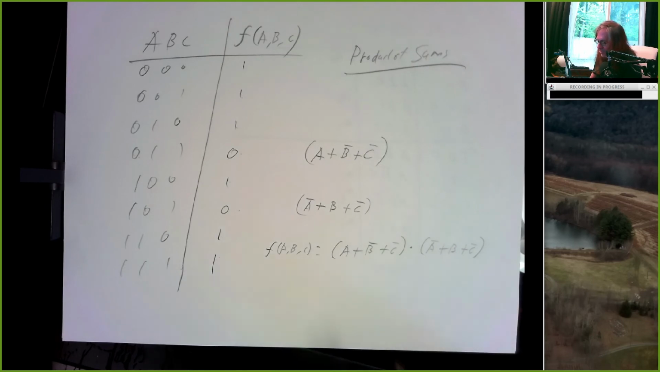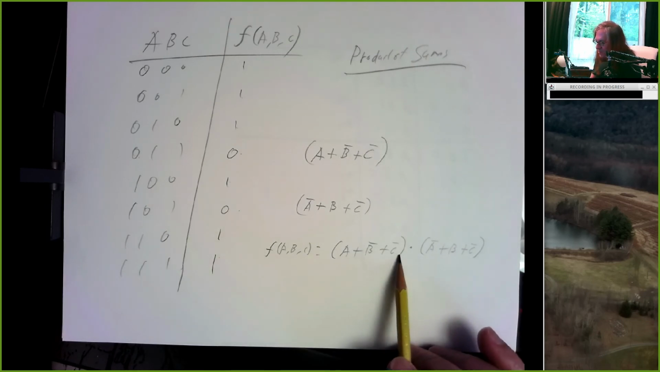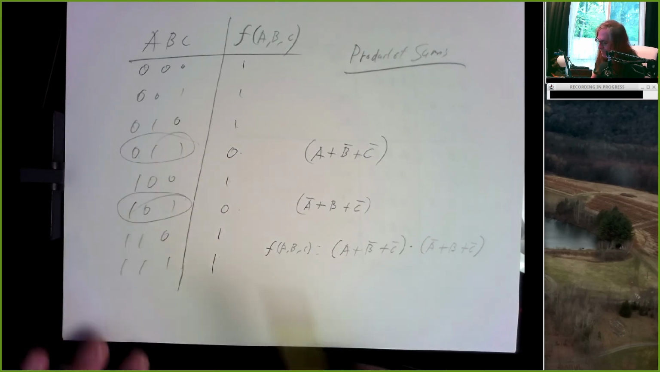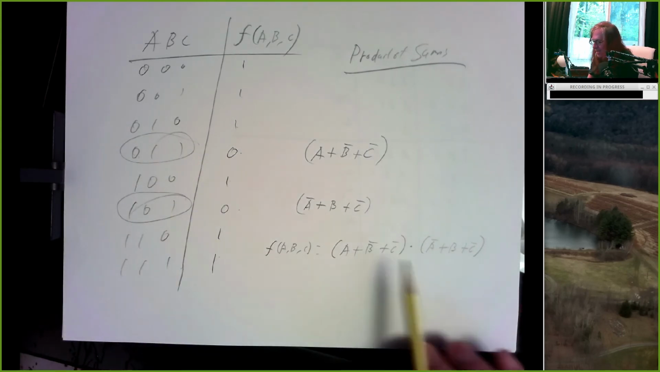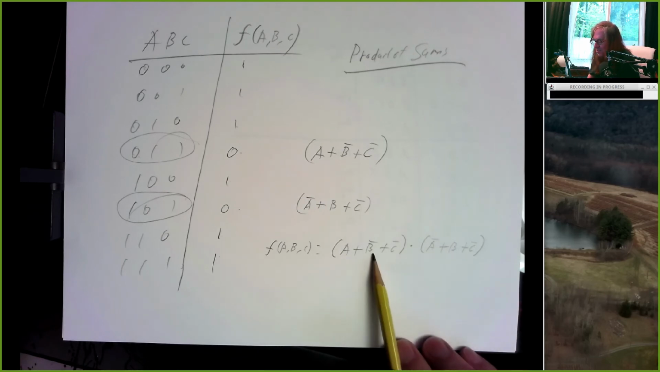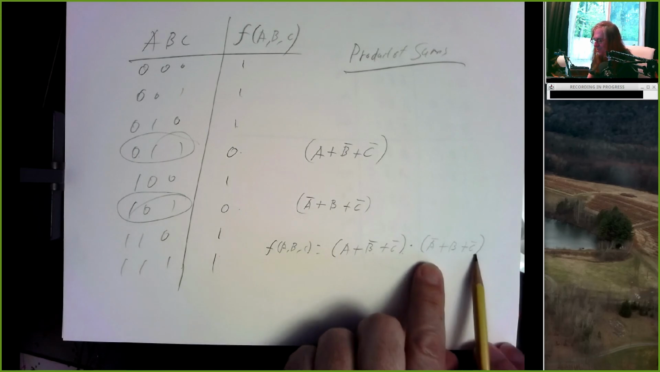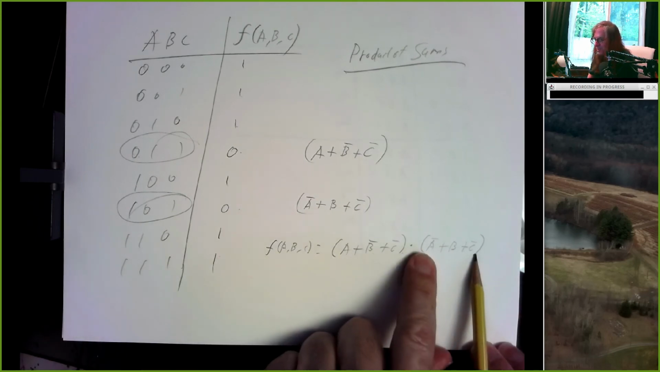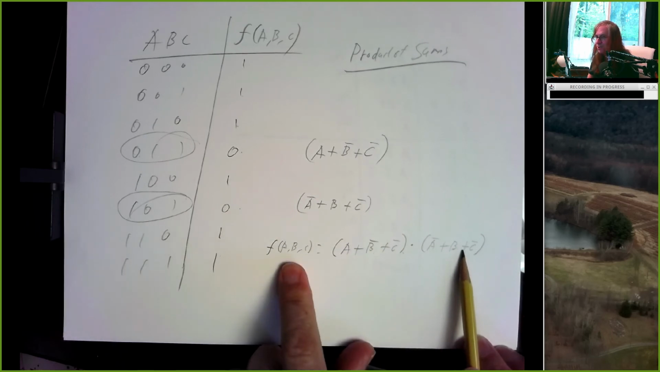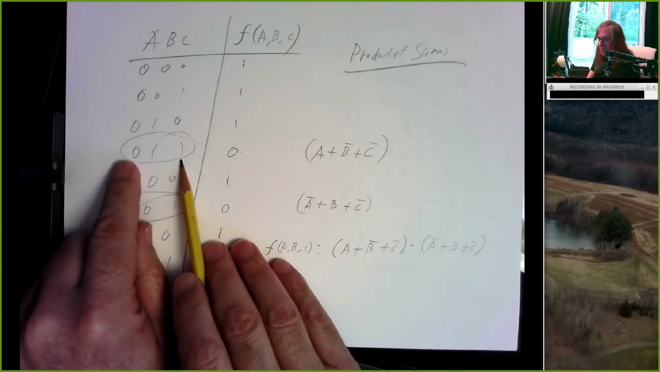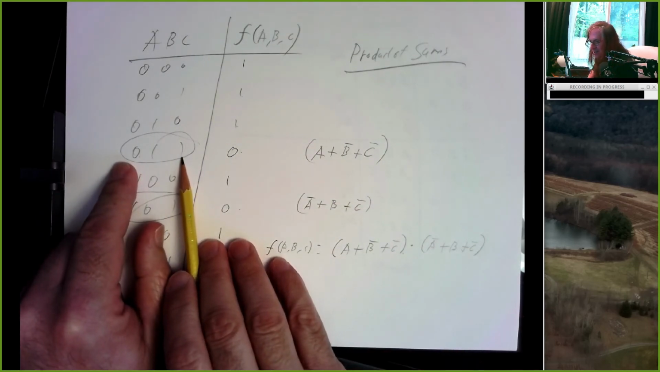What we're doing is we are writing an expression which will be 0 in this case and in this case. And we're ANDing these expressions together. So if this expression is 0, our output will be 0. If this expression is 0, our output will be 0. In any other case, if these are both 1, our output will be 1. So here we're identifying where we want our output to be 0, and we're writing an expression which will be false in exactly that case.